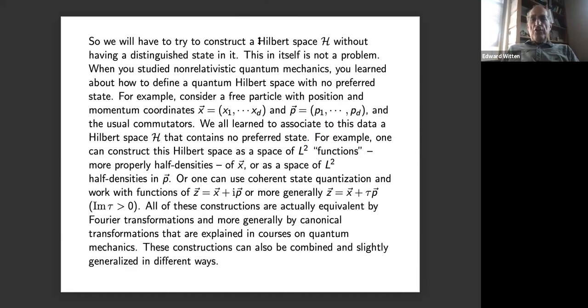So we'll have to construct a Hilbert space H without having a distinguished state in it. But that in itself isn't a problem. You all learned to do this when you studied non-relativistic quantum mechanics. For example, consider a free particle with position and momentum coordinates, x and p, where I'm in d dimensions, so x and p are d-vectors, with the usual commutators. When you studied non-relativistic quantum mechanics, you learned how to associate to this data a Hilbert space H that has no preferred state. For example, this Hilbert space could be a space of L2 functions of x.